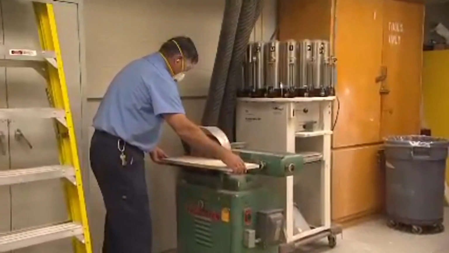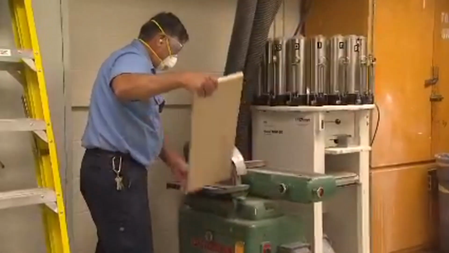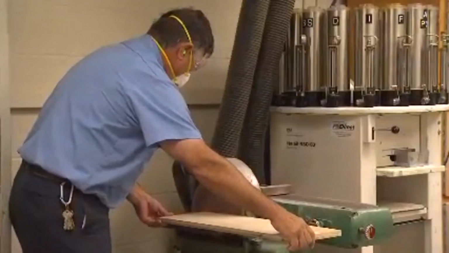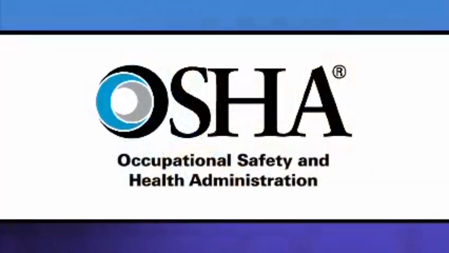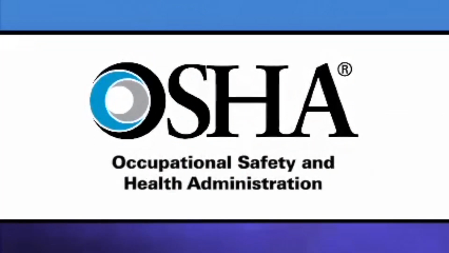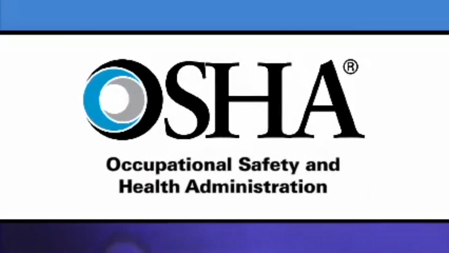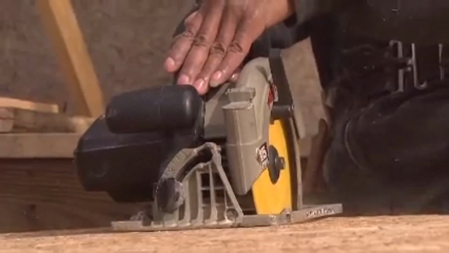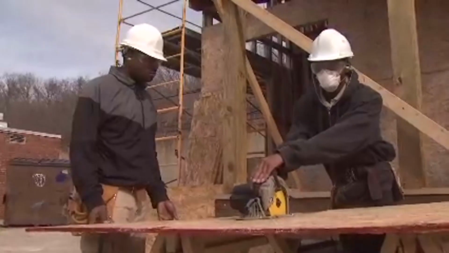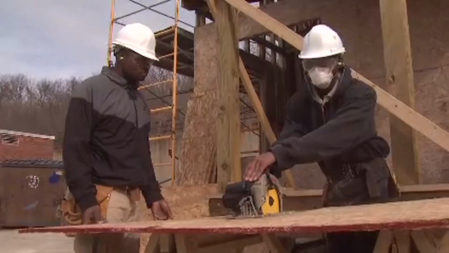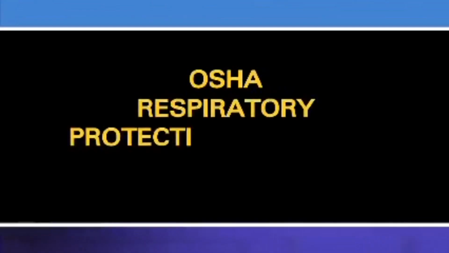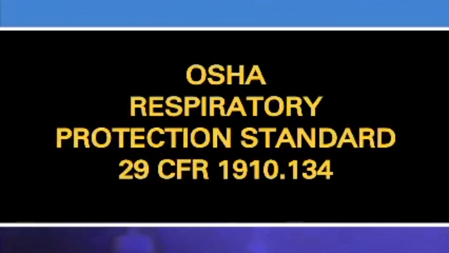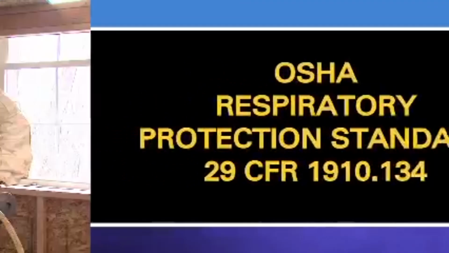This video is about the voluntary use of respirators in the workplace. Even though respirator use is not required in these situations, the Federal Occupational Safety and Health Administration, also called OSHA, and state OSHA agencies require employers to meet certain obligations for workers who voluntarily wear respirators on the job. This video discusses some of your employer's responsibilities under OSHA's Respiratory Protection Voluntary Use Requirements.